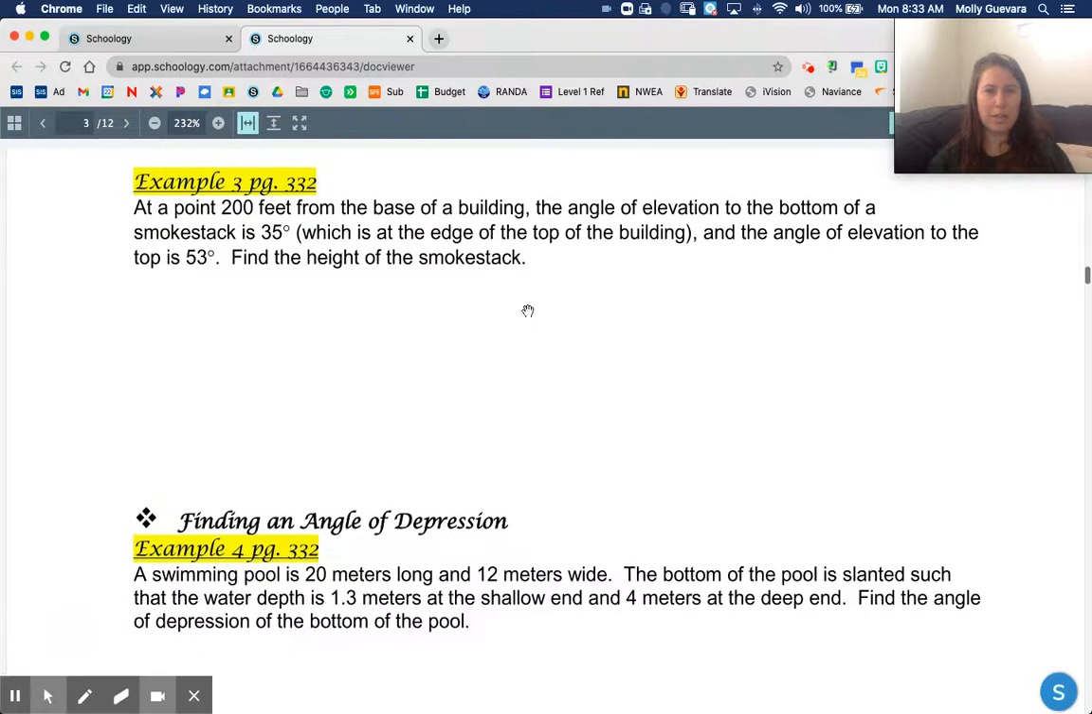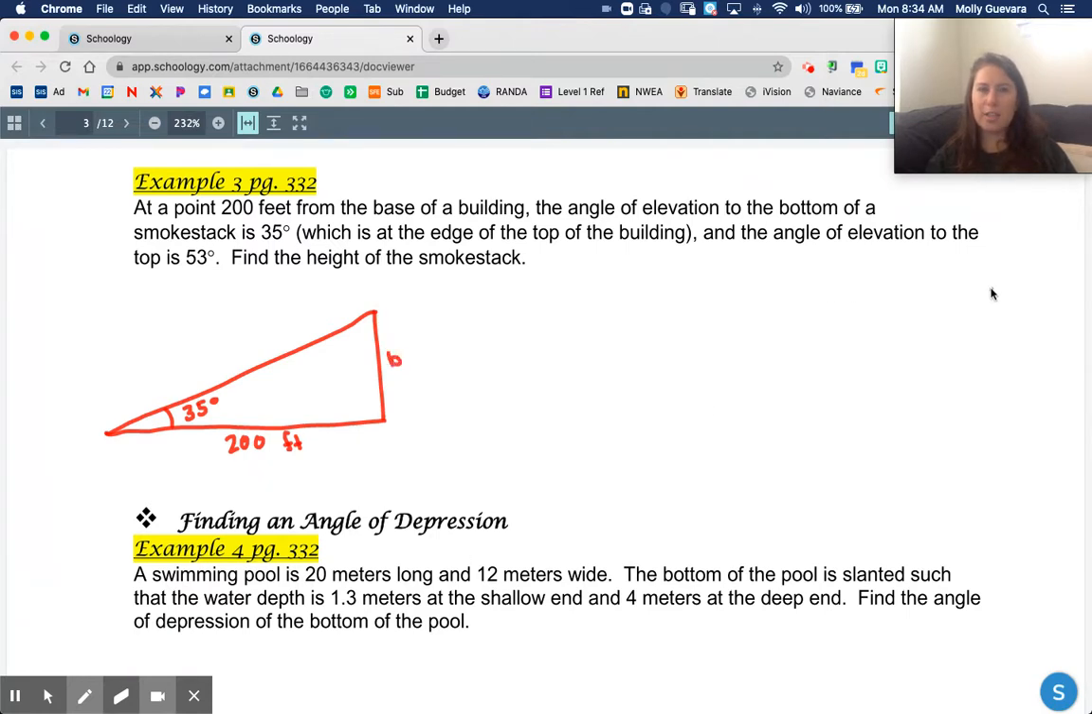Let's look at one that's a little bit harder. At a point 200 feet from the base of a building, the angle of elevation to the bottom of a smokestack is 35 degrees. Okay, so we're just going to do this right now. So this is 35. This is 200 feet, which is at the top of the building. So this right here is the building. The angle of elevation to the bottom of the smokestack.